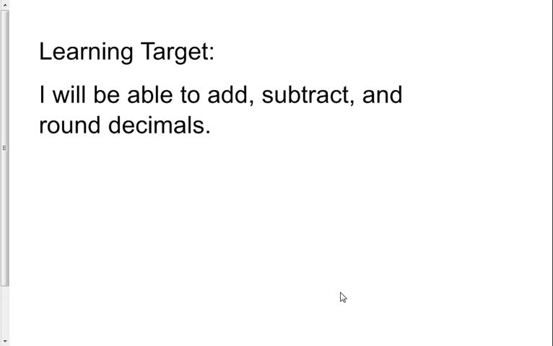Today I am going to do a short lesson on lesson 2.3, adding and subtracting decimals. The learning target is listed here. At the end of this lesson, you will be able to add, subtract, and round decimals.